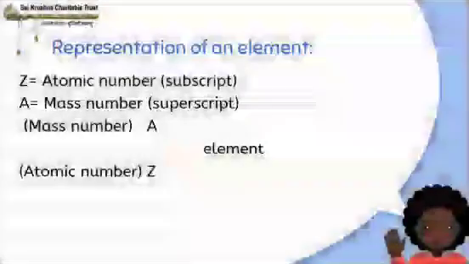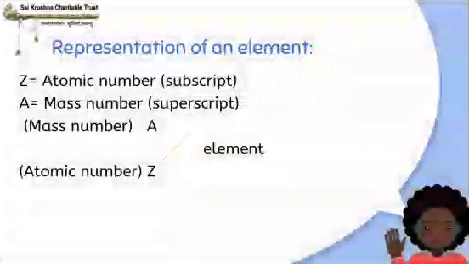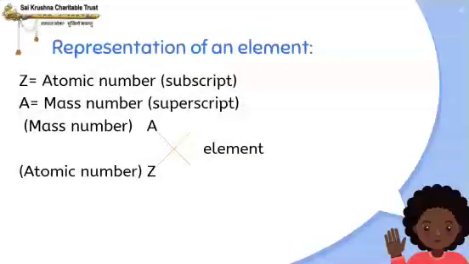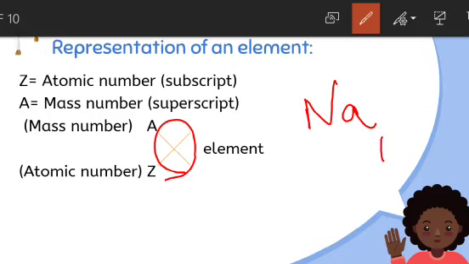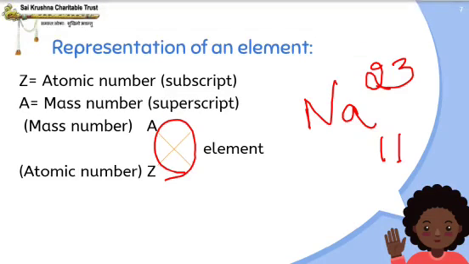Representation of an element. How do you represent any element? As we already know, Z is the atomic number and you have to write it as a subscript. A is the mass number and you have to write it as a superscript, as you can see in this diagram. For example, if sodium is the element, you will write its symbol in place of X, and the atomic number has to be at the base, which means subscript. What is the atomic number of sodium? 11. And what is the mass number? It is 23. Did you get it, children? So you will represent it like this.